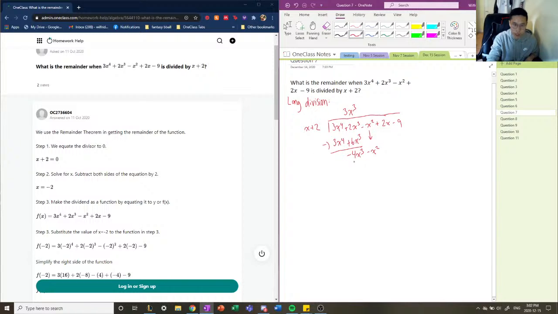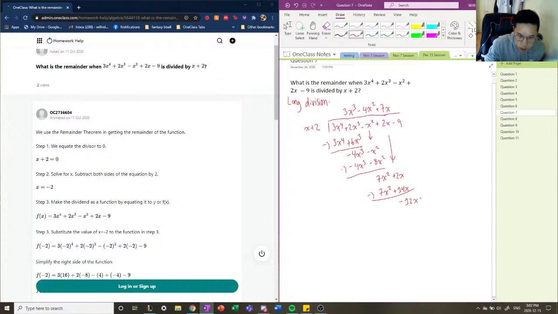All right, so how do we get rid of -4x cubed? We could multiply our divisor by -4x squared. Okay, so we multiply by -4x squared, we get -4x cubed minus 8x squared. And if we subtract all this together, this is equal to 0, and we get 7x squared. Move down our next digit, so it's plus 2x. How do we get rid of this? We multiply by 7x, and we get 7x squared plus 14x, and we get -12x minus 9.